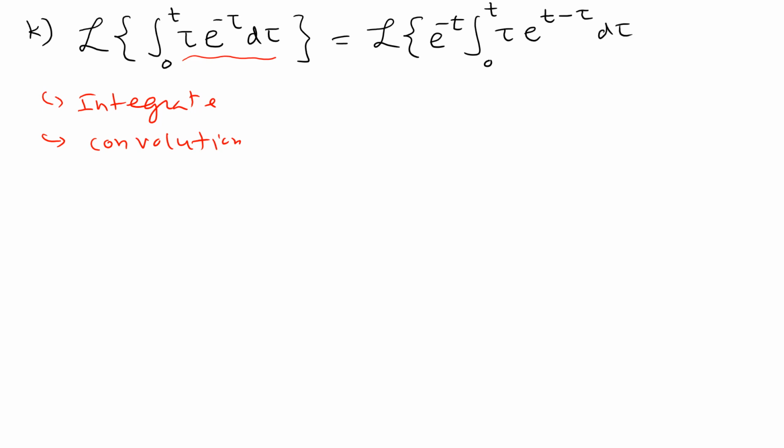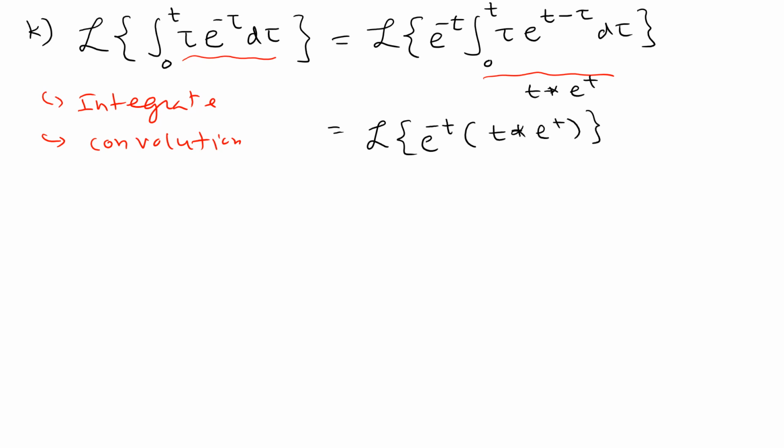Now you can see this is very similar to the previous problem, because this is a convolution. So this part you can write as t convolution of e to the t. So that means this is going to be the Laplace transform of e to the negative t times t convolution of e to the t.